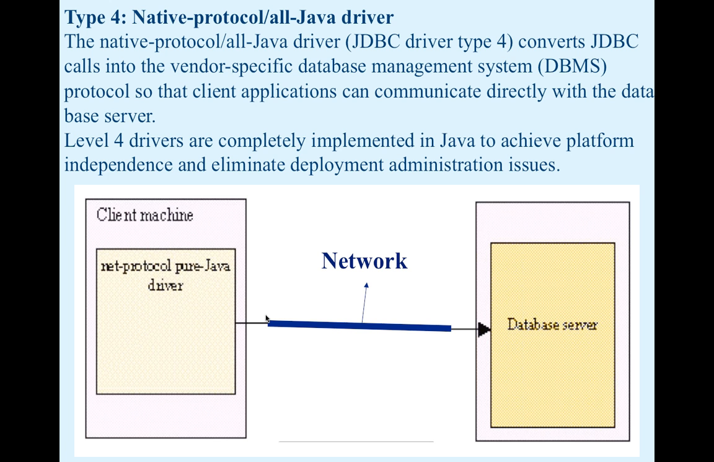Then came the type 4 driver, the native protocol all Java driver. That means whatever you write on the client machine directly goes and talks to the database server, and converts all the JDBC calls into the vendor specific database management system protocol, so that the client applications can communicate directly, with no intermediary in between. Type 4 drivers are completely implemented in Java to achieve platform independence and eliminate deployment administration issues like type 3 and type 2. Okay.